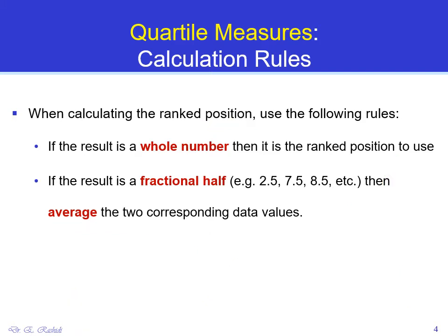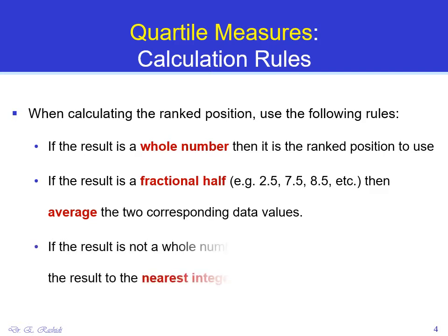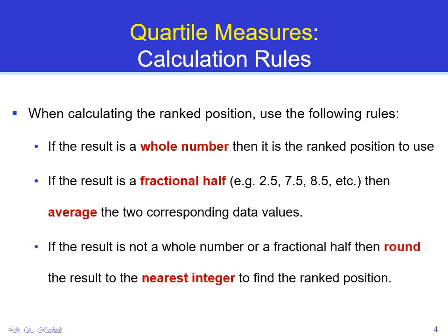Let's look at the last rule. If the result of the formula is not a whole number or a fractional half, then round the result to the nearest integer to find the ranked position. I'm going to go with another example. So suppose we want to find Q1, for example. You use the formula n plus 1 divided by 4. Suppose it's a number that is not half and not a whole number.